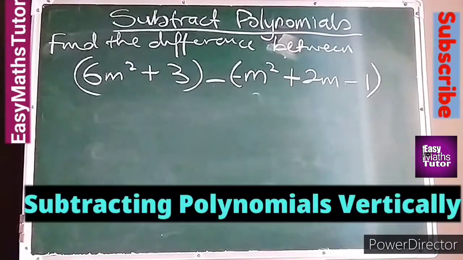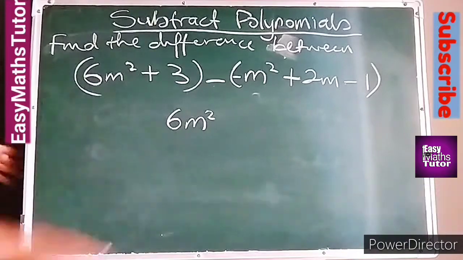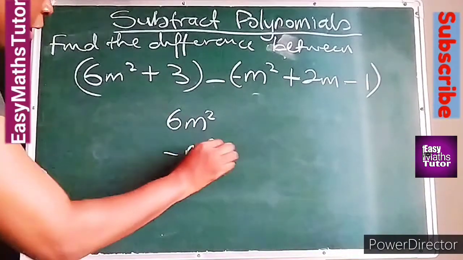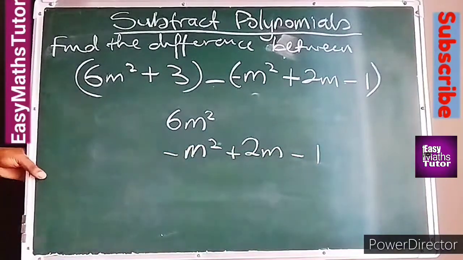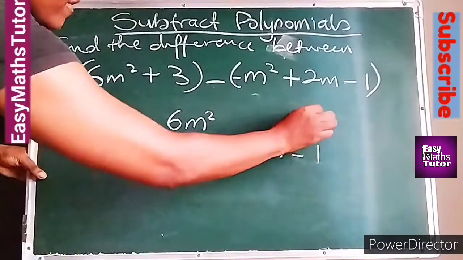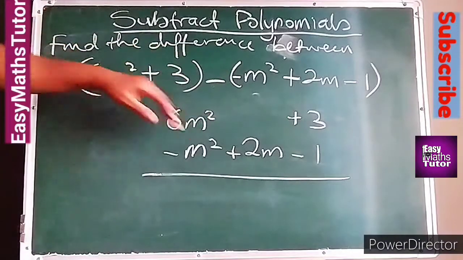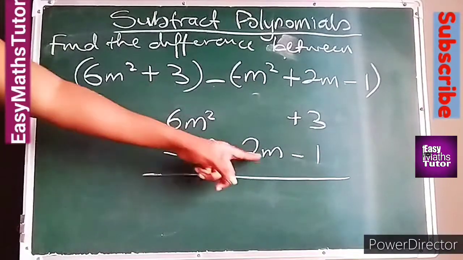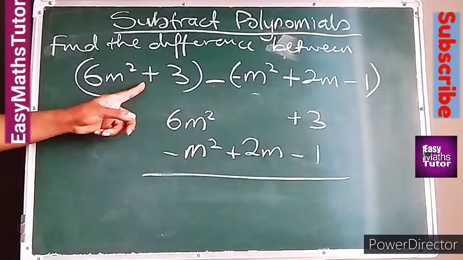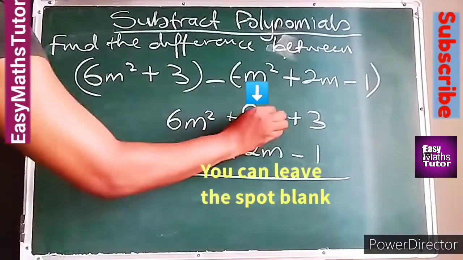Now I'm going to solve the same problem vertically, right? So we'll rearrange it. We'll have 6m squared, then we have minus m squared, plus 2m minus 1. And then we have plus 3. Okay, see what I did there? I had to jump because there is no term with 1 degree in this polynomial. It's actually 0. So here there'll be a 0. So we can say plus 0m.